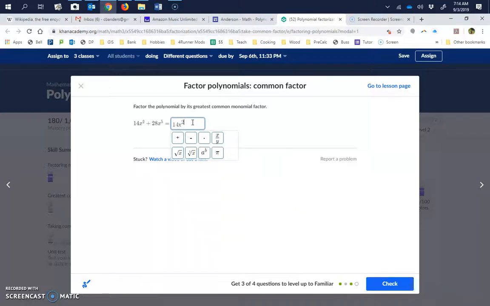14x squared, parentheses, see I got exponent land, there we go, 1 plus 2x cubed. And when the computer works, we are done.